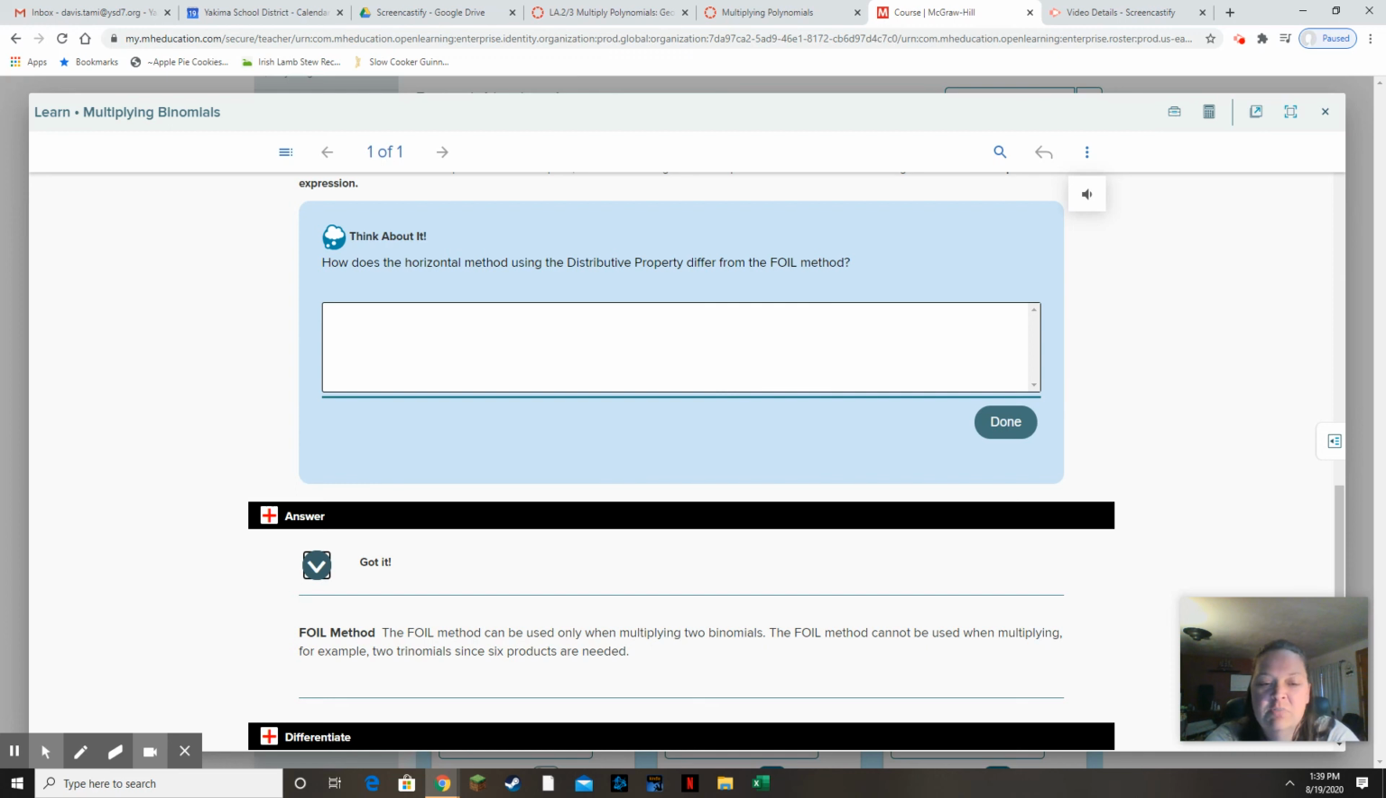And one last thing to mention, the FOIL method can be used only when multiplying two binomials. Right? They have to have two binomials. The FOIL method cannot be used when multiplying, for example, two trinomials, since 6 products are needed. You can only use it with two binomials. Make sure you've got everything that you need in your notes. Rewind the video if you need to, and bring your questions to your class meeting.